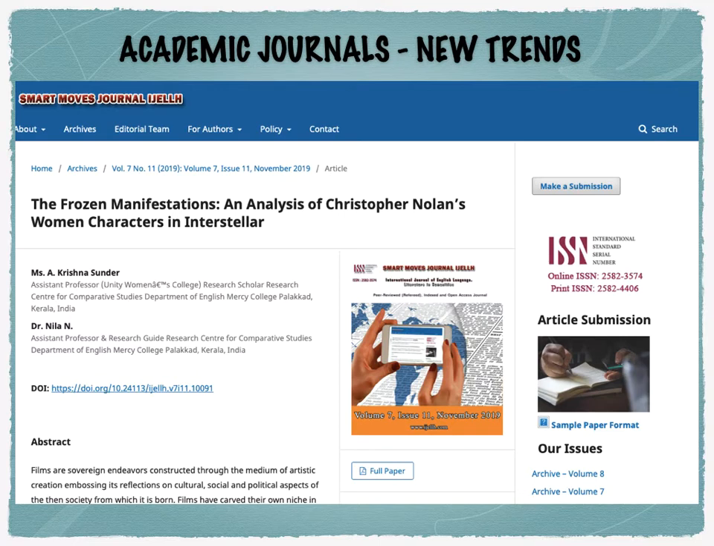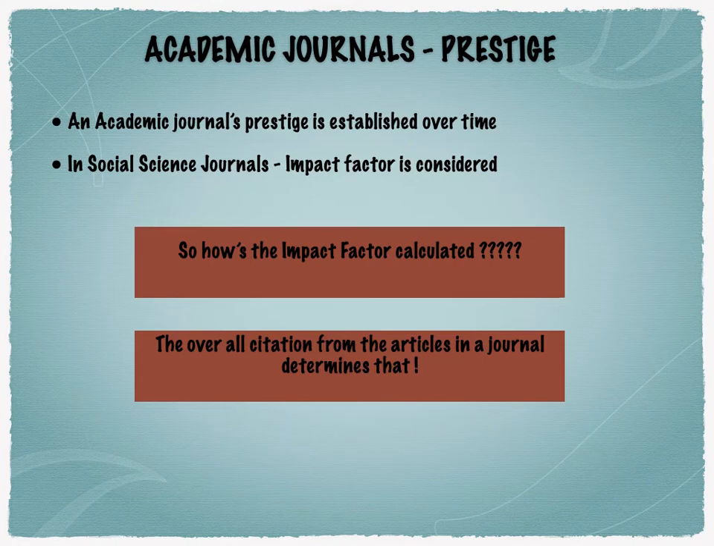Now, here comes the next question. How do you know whether a journal is a very good journal or whether a journal is just an ordinary journal? How would you categorize that? An academic journal's prestige is actually established over time. Now, if you look at some British journals, there are certain journals which are running as for the 70th year or the 80th year, which means that there have been some journals which started a century ago or a century before. So the prestige is established over time.